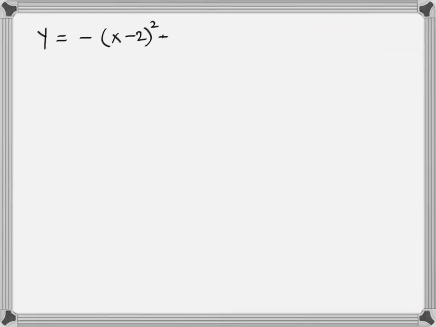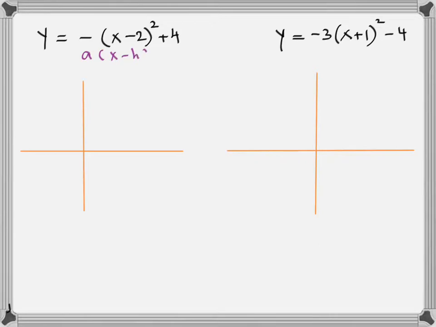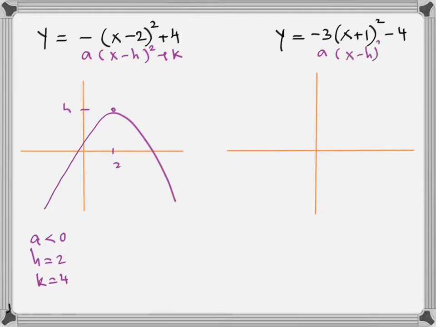More examples. This time there is a minus 1 on the outside. Second example, there is a minus 3 on the outside. What does that mean? Both graphs will be sad face graphs. They will be graphs having a maximum point, shape, that's all you care about.